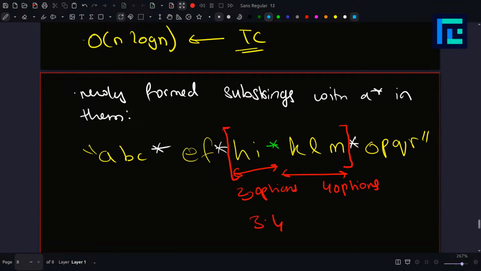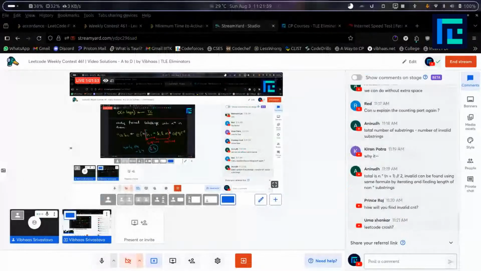If you count them out manually, you can see there's 1, 2, 3, 4. So that's 4, plus another 4 starting from the next position, then starting here again, 1, 2, 3, 4. So total, 4 occurs 3 times. So basically it's 3 into 4. Okay, so that's the number of new substrings formed.